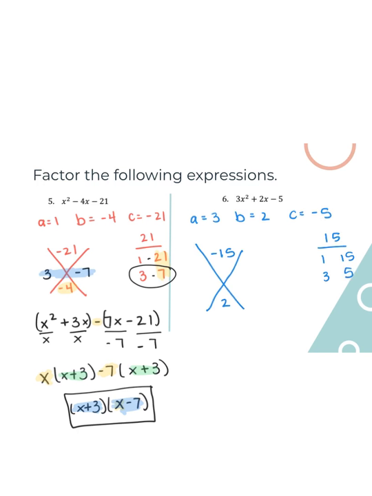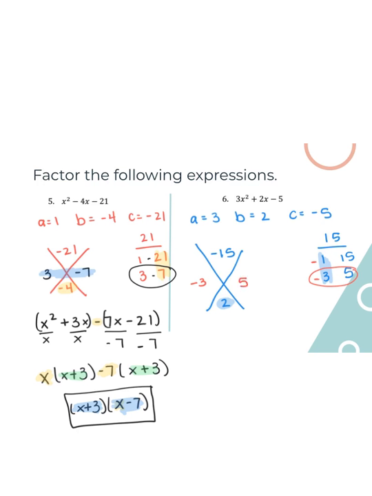Okay, because this down here is positive, that means that my smaller number is going to be the negative. So I want my smaller one to be the negative number. So it's either going to be this one or this one. So negative 1 plus 15 gives me a 14, so that's not going to work. Negative 3 plus 5 will give me a positive 2. So I'm going to put my negative 3 here and my 5 here.